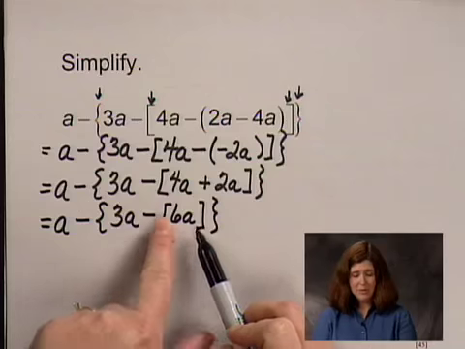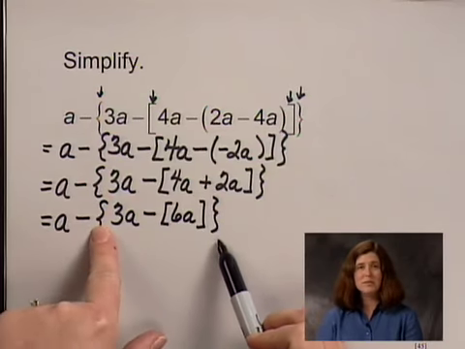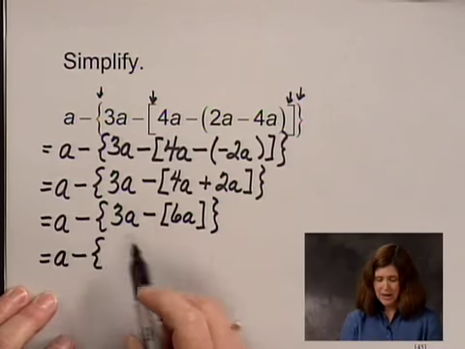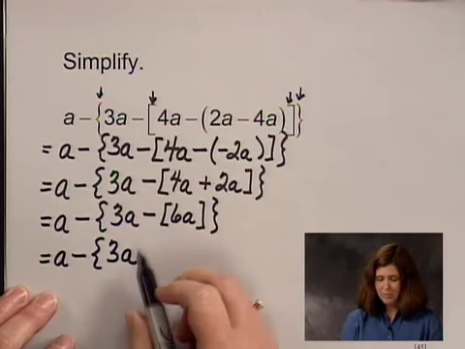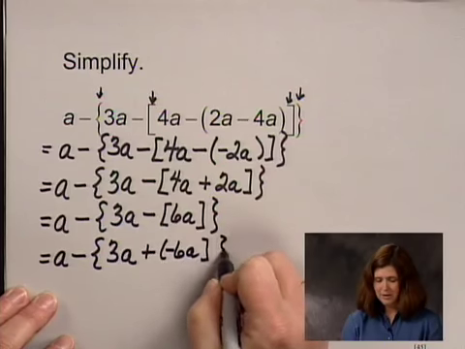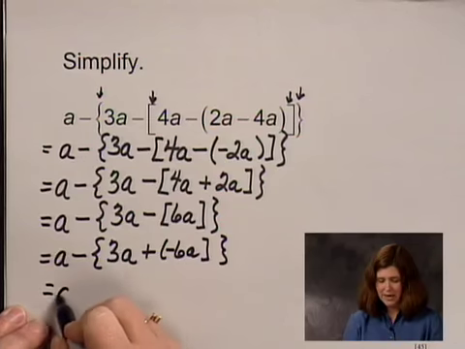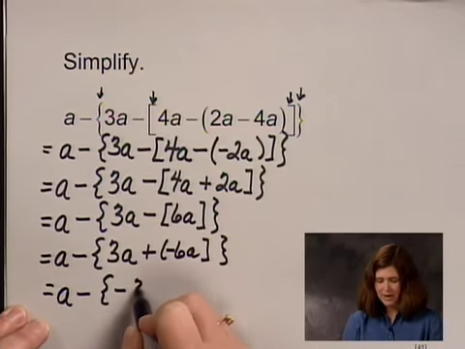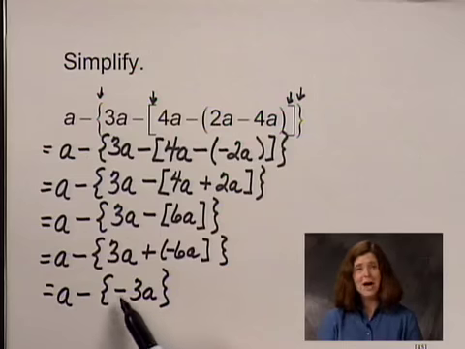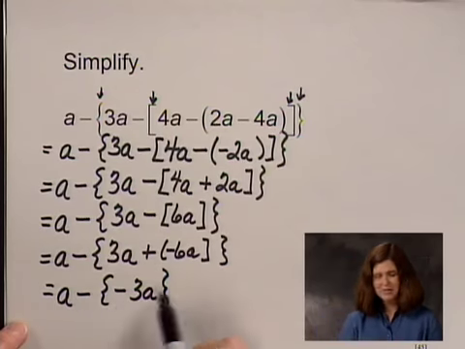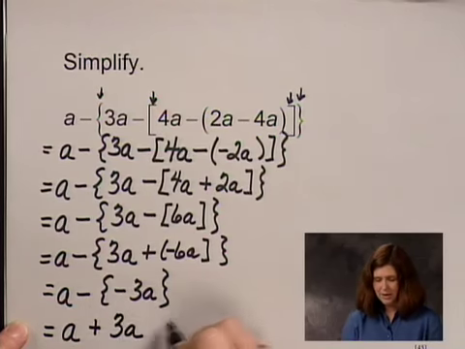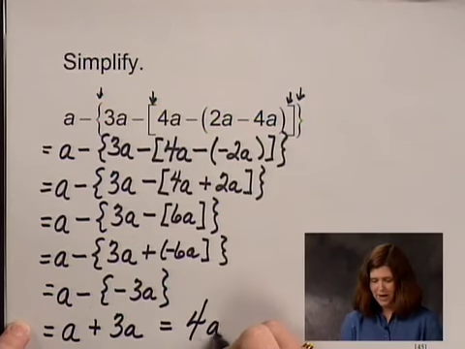And I've simplified there. Now I'm going to simplify again inside the braces, which are my remaining set of grouping symbols. I have a minus, I have 3a plus the opposite of 6a. 3a plus the opposite of 6a I can write as negative 3a. And finally, I have a minus the opposite of 3a, which is the same thing as a plus positive 3a, which simplifies to 4a.